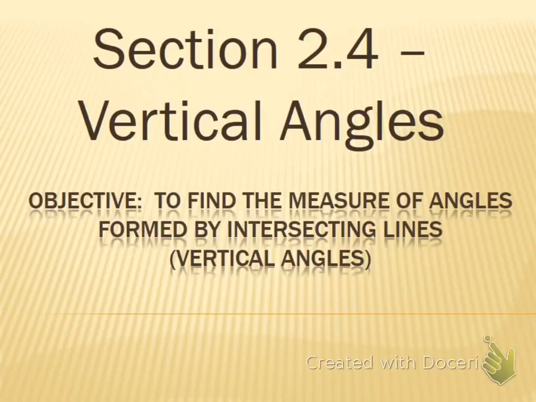All right, for section 2.4, we are talking about vertical angles. We will also be looking at linear pairs. Our objective is to find the measure of angles formed by intersecting lines. Okay, which you will soon find out some of those angles are called vertical angles.